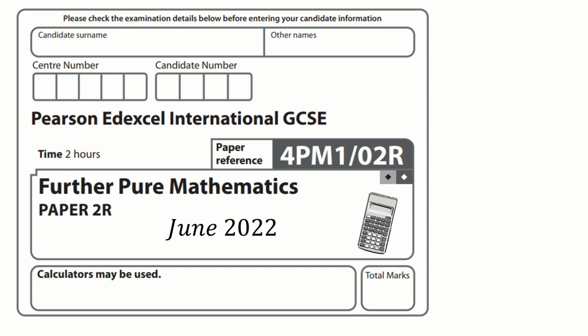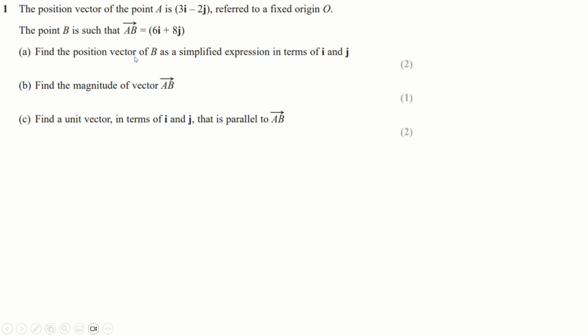This is the Pearson Edexcel IGCSE Further Pure Maths paper 2R from June 2022. Let's just do it. It's got a position vector here and a point B here with A, B, this.